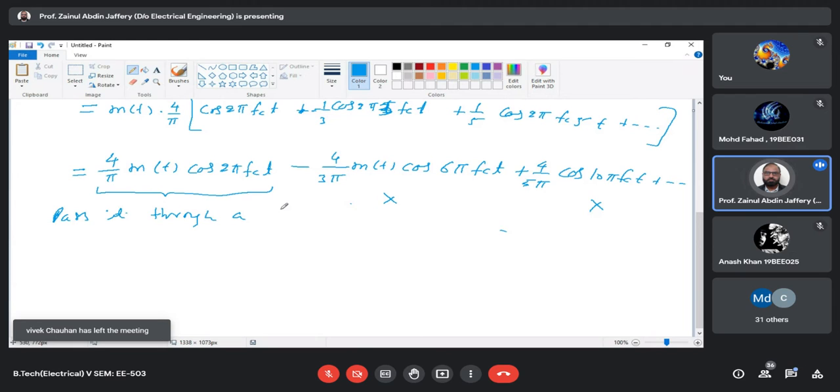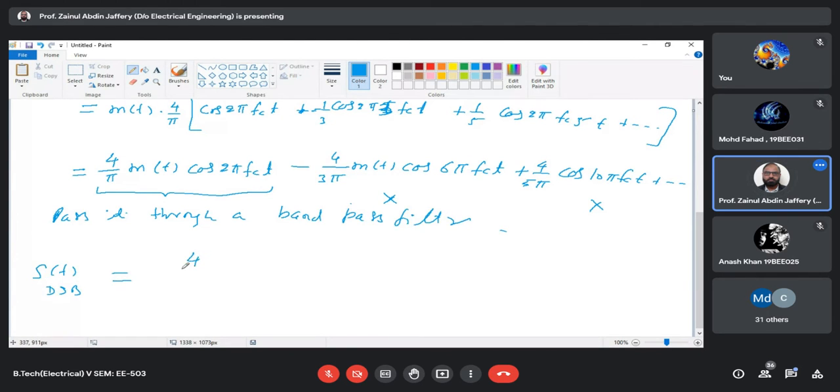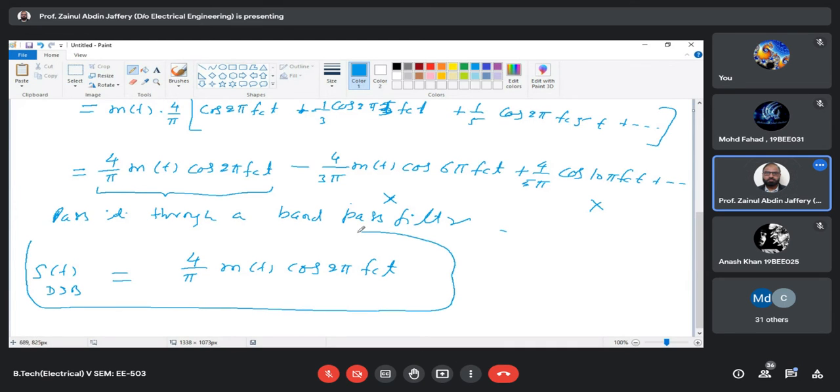तो if you pass it through a band pass filter, तो क्या हो जाएगा, ये सारे कट जाएंगे, and you will get, this will become a DSB signal as 4 by pi MT cos 2 pi FC3. So you will get this signal, right. Okay, and this is a double sideband SCAM signal, right. So this is what we are looking for.